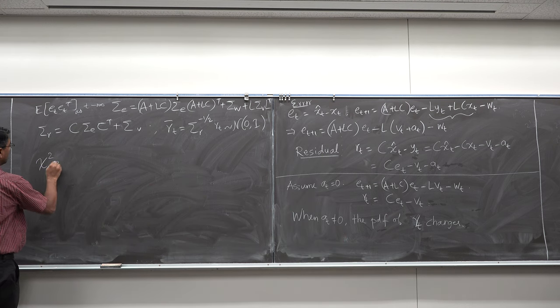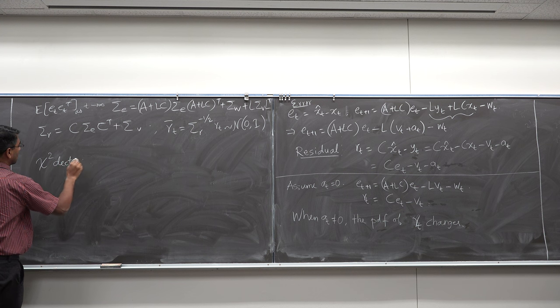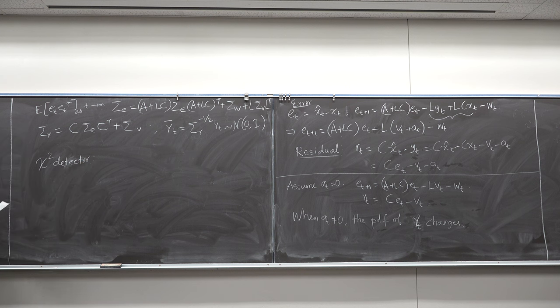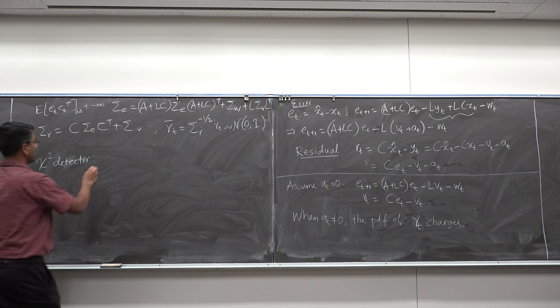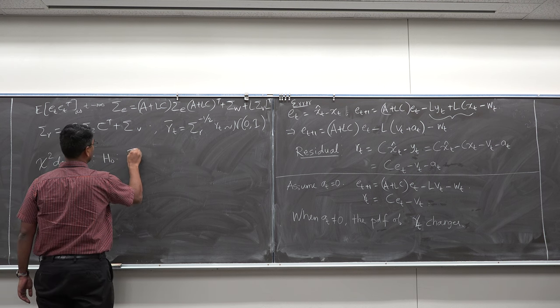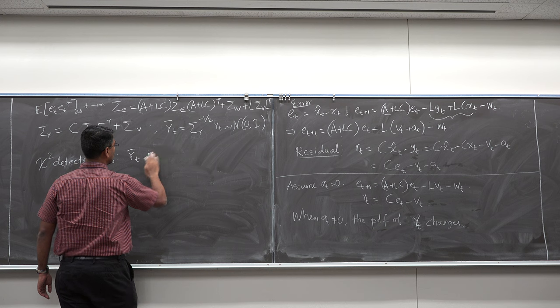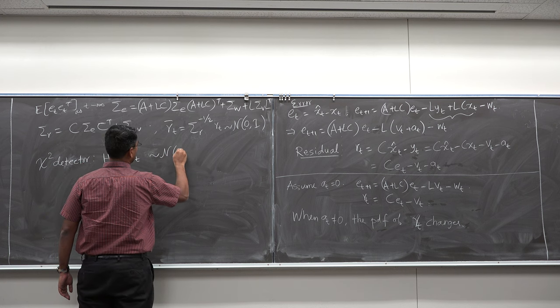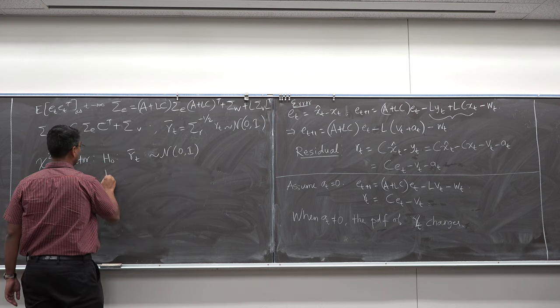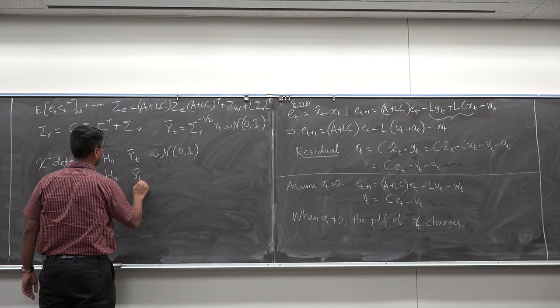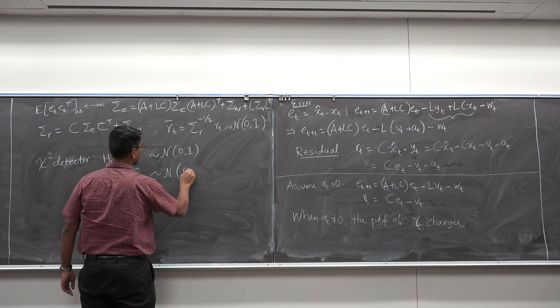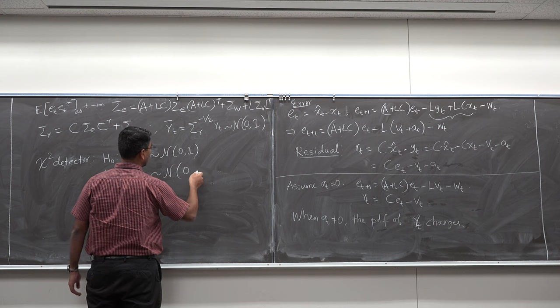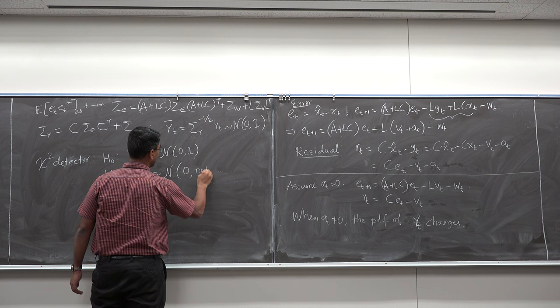So, chi-square detector. My hypothesis H naught is r bar t is distributed as normal with mean zero and covariance identity. H A is r bar t is normal with mean zero and covariance not identity.